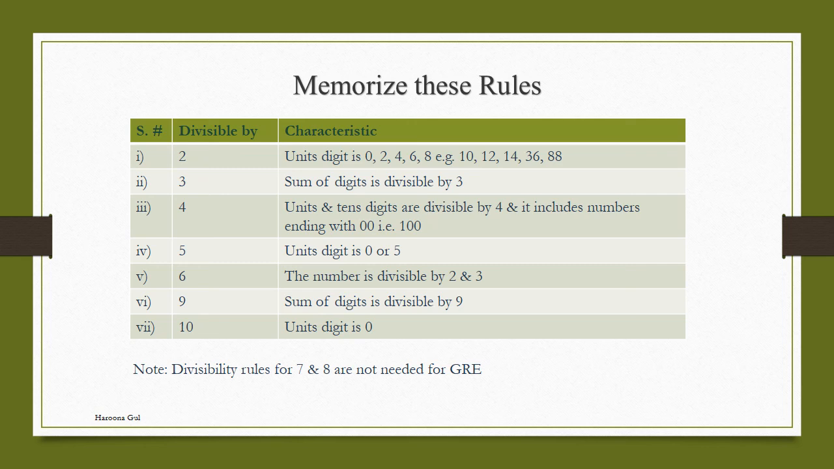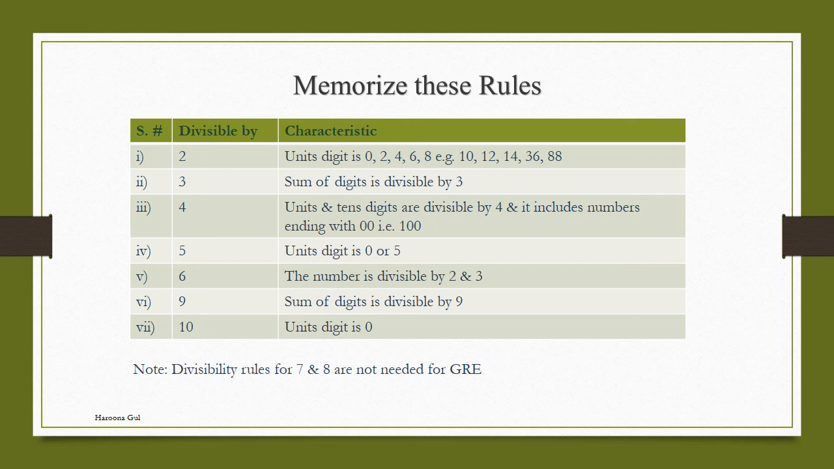Let's suppose that there is a number and we want to check whether it is divisible by 2 or not. We should just see its units digit. That is, we should just check if the number ends with 0, 2, 4, 6 or 8.